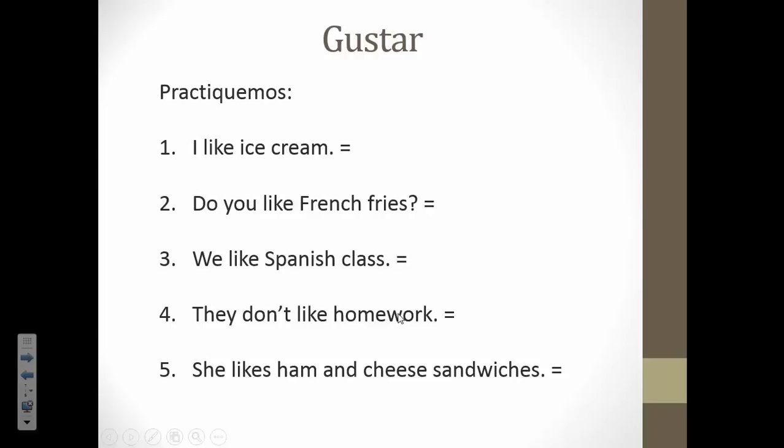Okay? I like ice cream. Remember, you need to decide, is my noun singular or plural? Do I use gusta or gustan? And do I need to put el, la, los, or las before ice cream?